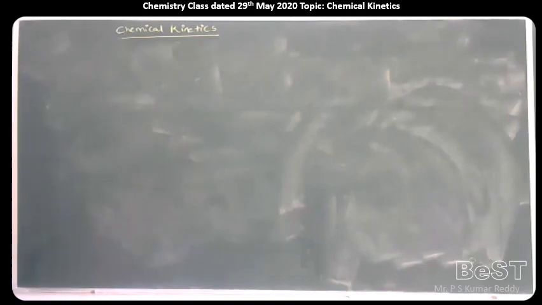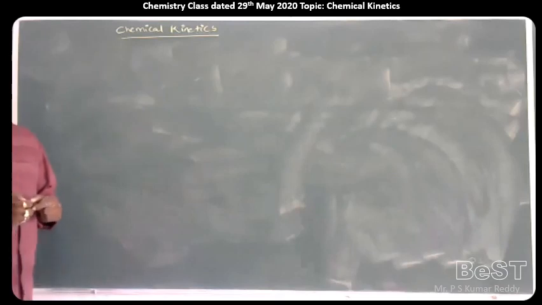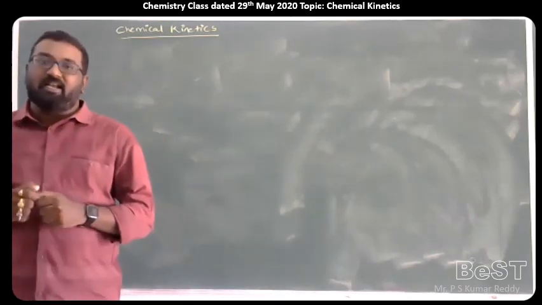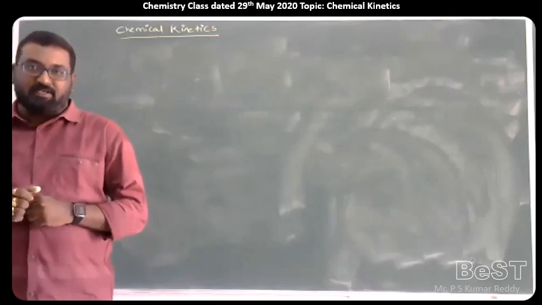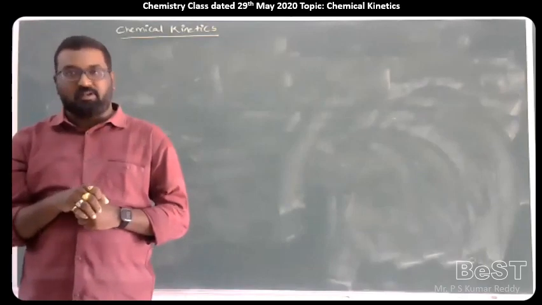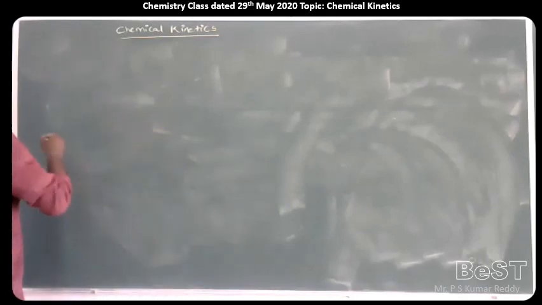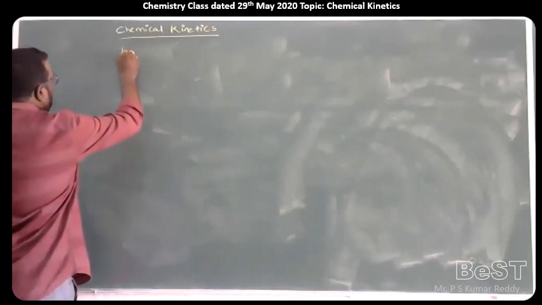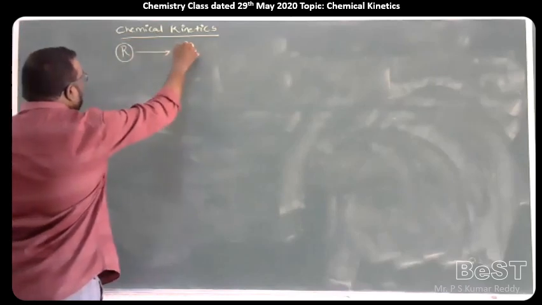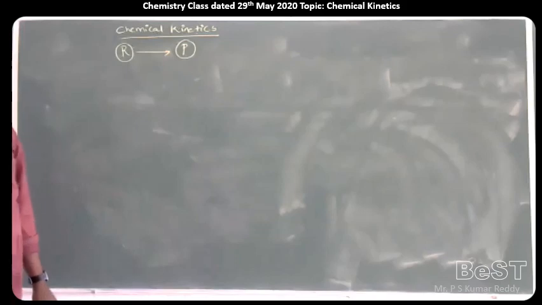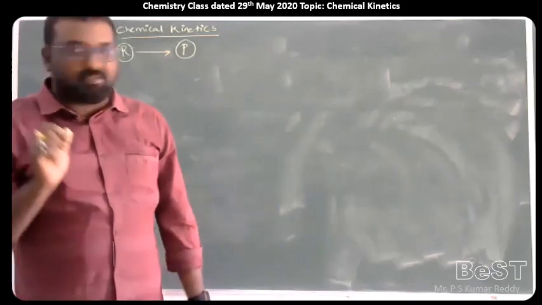Now, let us see the graphical representation of how we are going to graphically represent the rate of reaction with respect to reactants and then with respect to products also. Here, I am taking a hypothetical reaction where reactants are reacting to produce the products. Here, R represents the reactants and P represents the products.